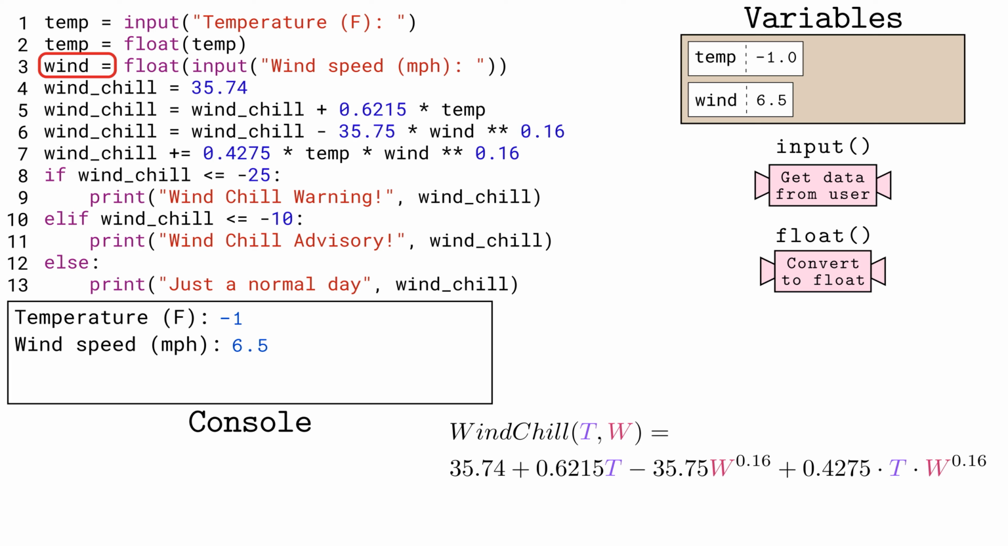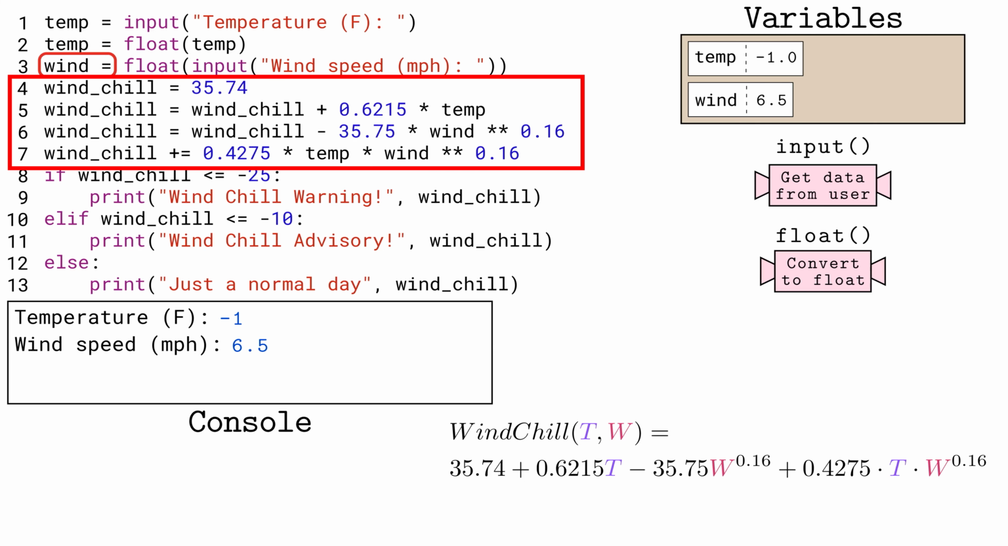Now that the program has 2 inputs for our math formula, the wind chill formula can be calculated. In principle, a programmer could compute the entire formula in one giant line of Python code, but here it is broken up over a few lines to explain things more clearly.